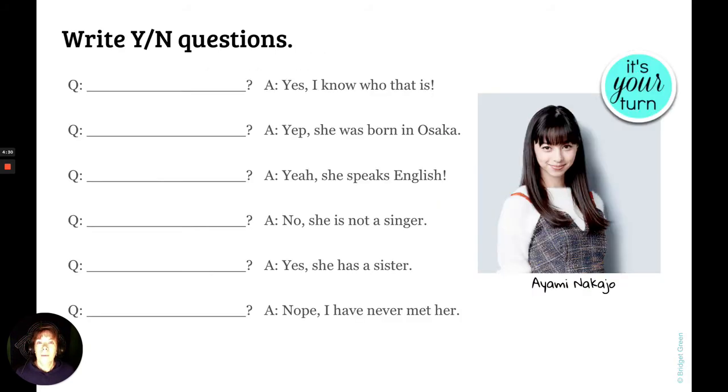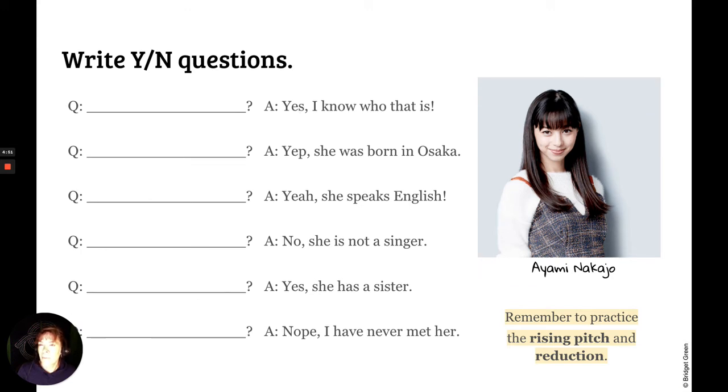Pronunciation. Now you are going to write some yes-no questions about Ayami Nakato. Right. You will see the answer, yes, I know who that is, and you will have to write the question. Remember to practice the rising pitch when you write the question. Say it out loud. Okay, so it will look like this. Do you know who that is? Okay, now it's your turn.